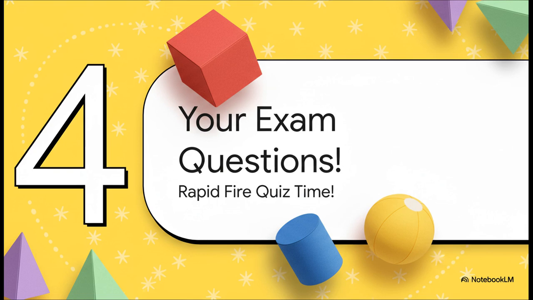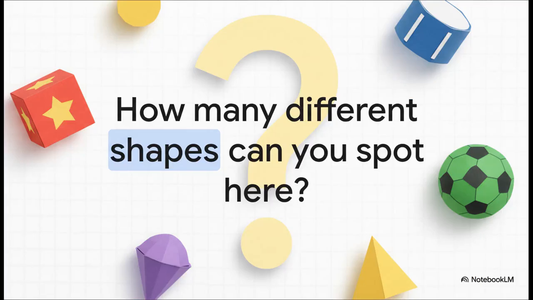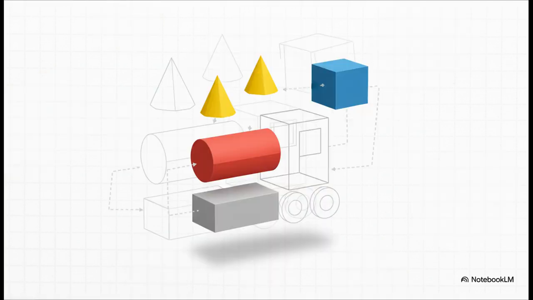Okay, so you've met the entire family now. Are you ready for a little challenge? Let's do a quick rapid-fire quiz, just like the kind of questions you'll get in your exam. Get ready? All right, first question. Take a really good look at this cute little toy train engine. It's made up of lots of different shapes, isn't it? So, the question is, how many different shapes can you see here? Look very carefully at all the parts. You know, the body, the chimney, the wheels, everything. Okay, time's up. Did you get it right? Let's check our answers together. There is 1 red cylinder, 2 yellow cones on top, 1 gray cuboid at the bottom, and 1 little blue cube for the driver's cabin.